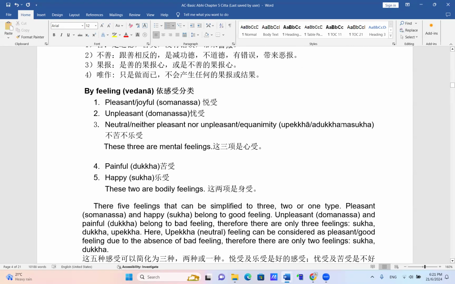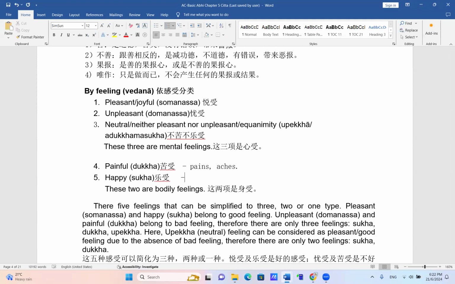Adukkhamasukha means not dukkha, not sukha. So when we read, it will be adukkhamasukha. Neither pleasant nor unpleasant. So it is a kind of neutral feeling. These three belong to the mental feelings. But when we talk about the painful, for example, when you note your pain, okay, so this is a painful feeling.